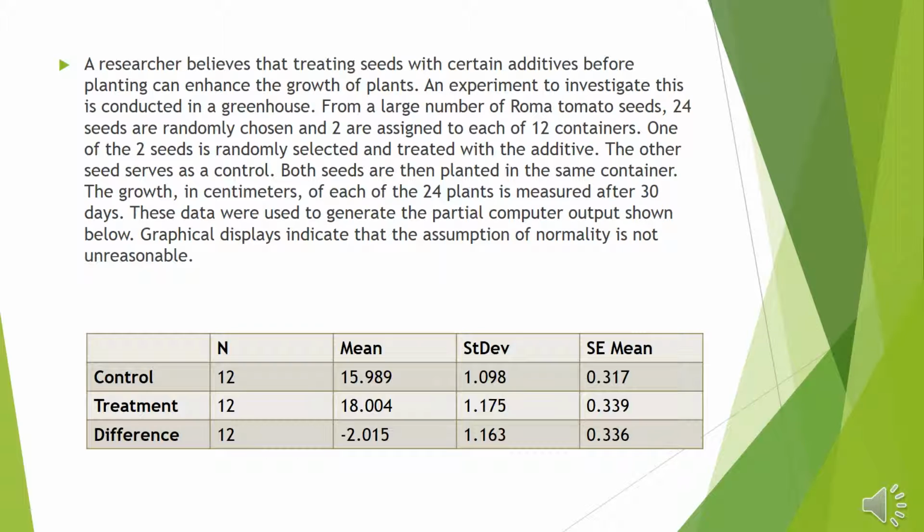Both seeds are then planted in the same container. The growth in centimeters of each of the 24 plants is measured after 30 days. These data were used to generate the partial computer output shown below. Graphical displays indicate that the assumption of normality is not unreasonable.